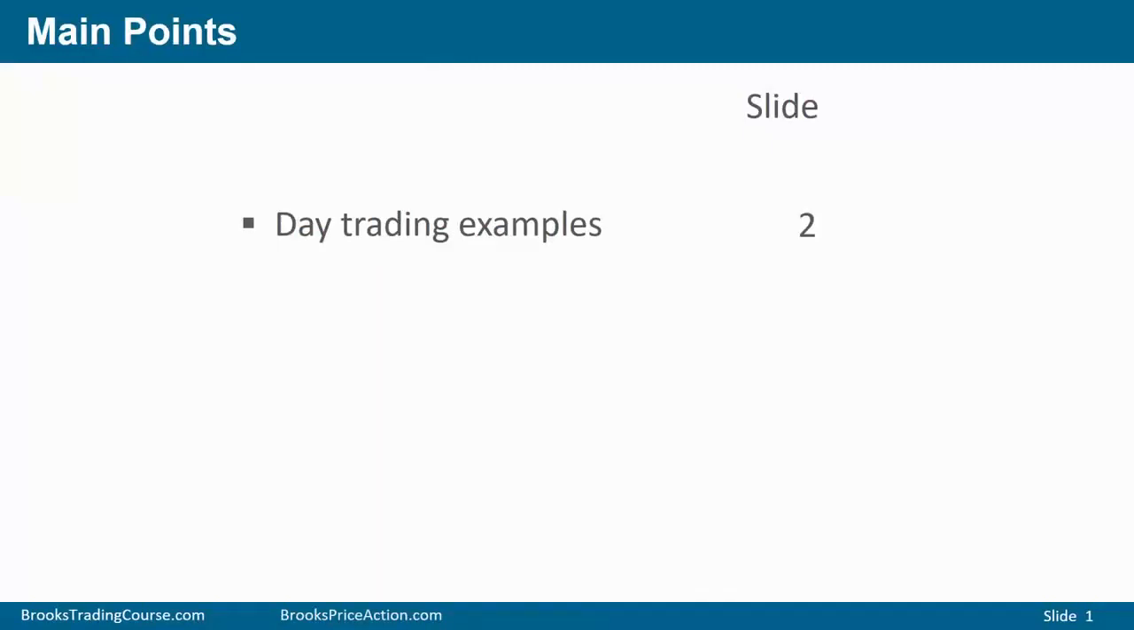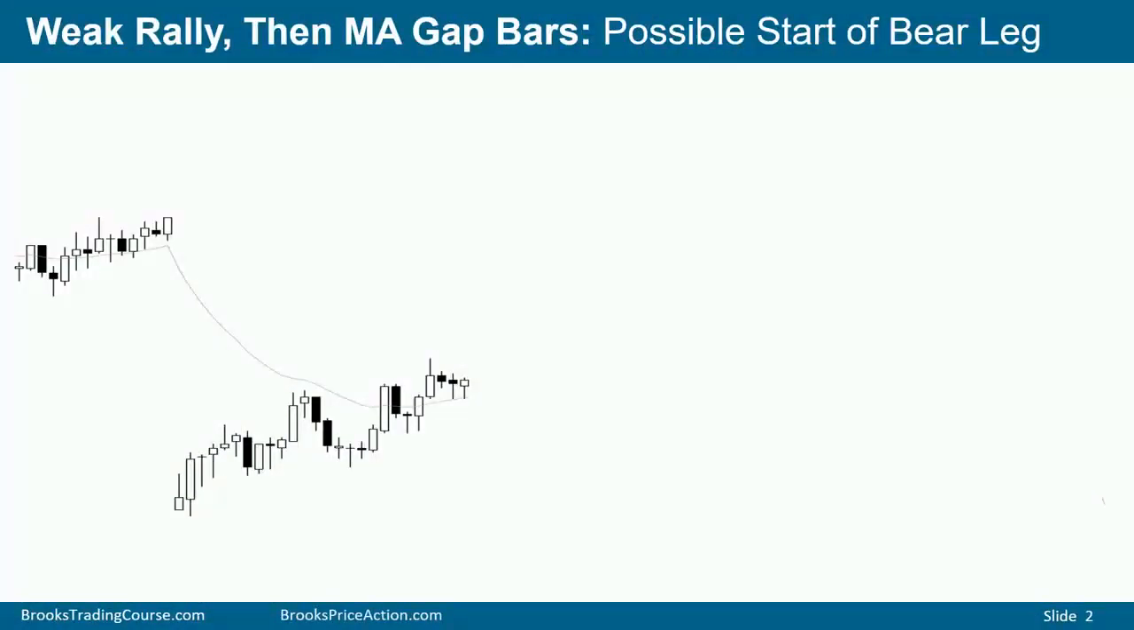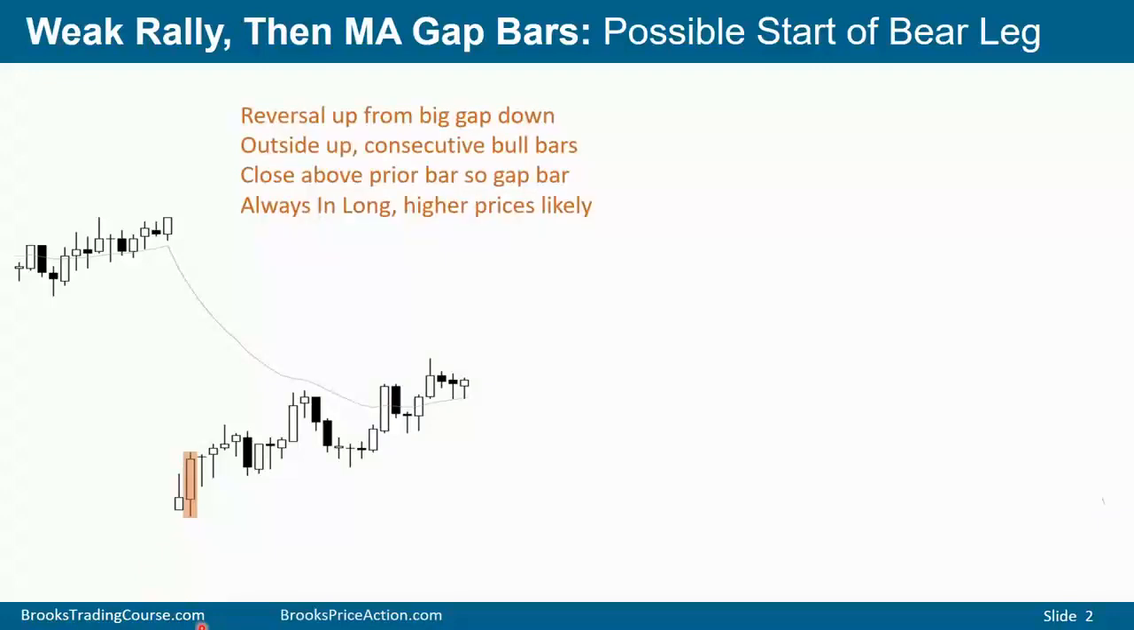In this video, I'm going to give some more examples of swing trading for day trades. Here we have a gap down and a rally that has pullbacks every few bars and a lack of consecutive big bull trend bars. Bull bar here, doji. We have a couple bull bars here, but not all that big.